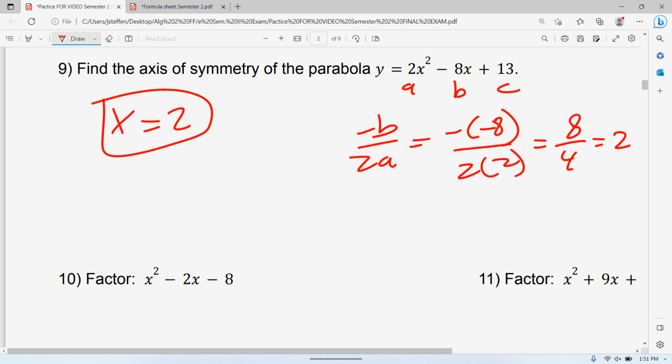Before, when we did this, we also used that to find the vertex, which means we just plugged it back in. We're not doing that. All it asks for is the axis of symmetry. You can leave it like that.